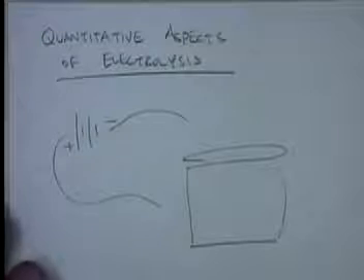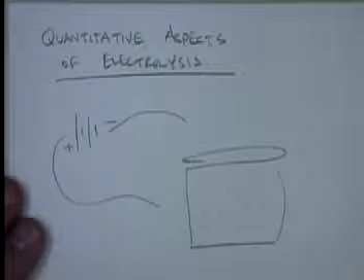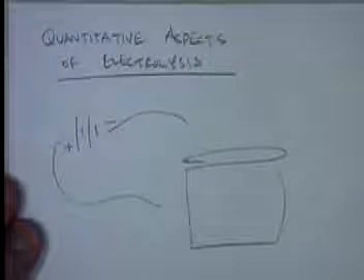In this videocast, we'll look at the quantitative aspects of electrolysis. Electrolysis is where we use an outside source of electricity or of electrons to drive electrons into a substance, whether it be a molten salt or a solution.